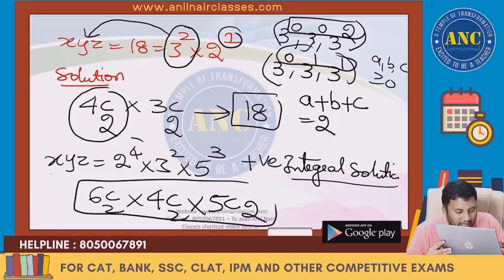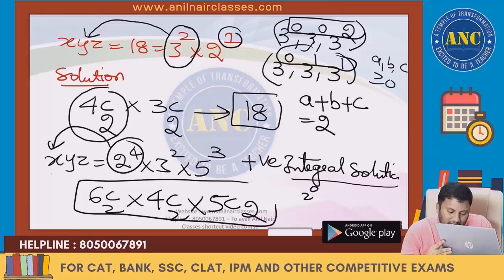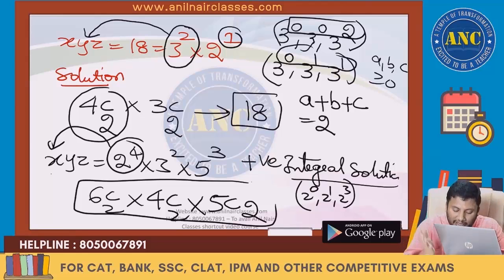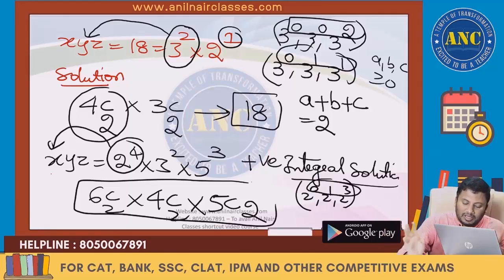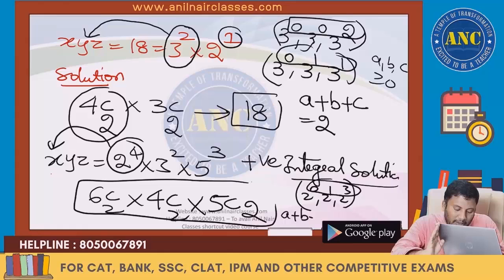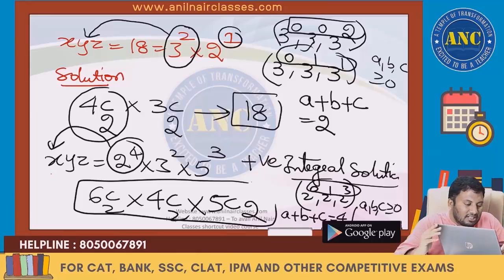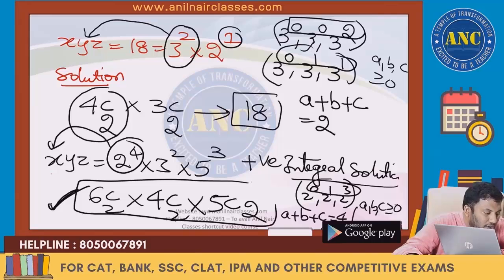If 2 power 4 has to be distributed on XYZ, this is nothing but 2 power 0, 2 power 1, 2 cube, one way. What is the sum of this? Sum of the powers is nothing but 4. Powers can also take 0. So A plus B plus C is 4. 4 plus 3 is 7. 7 is 6C2. I hope the idea is clear to you.